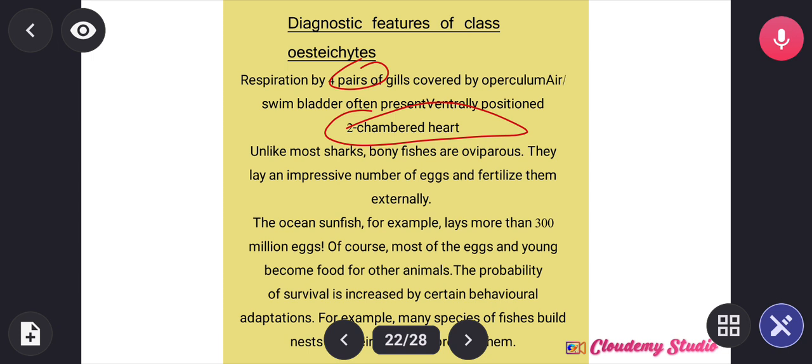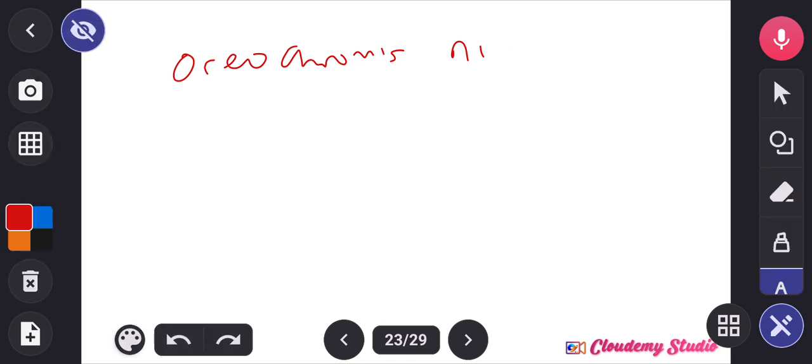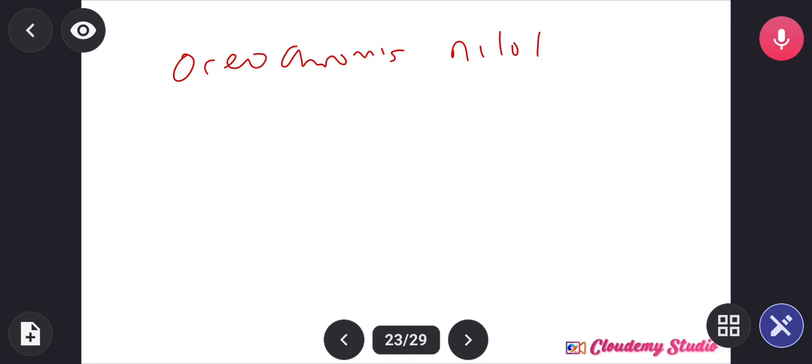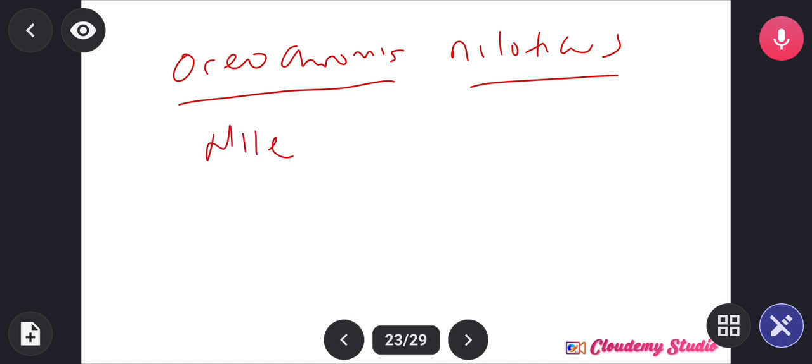Now, let's also go to a representative member of the class Osteichthyes, and that is Oreochromis niloticus, also known as the Nile Tilapia. I repeat, Oreochromis niloticus. And I'm going to underline it separately. So that is Oreochromis niloticus, also known as what? Also known as Nile Tilapia.